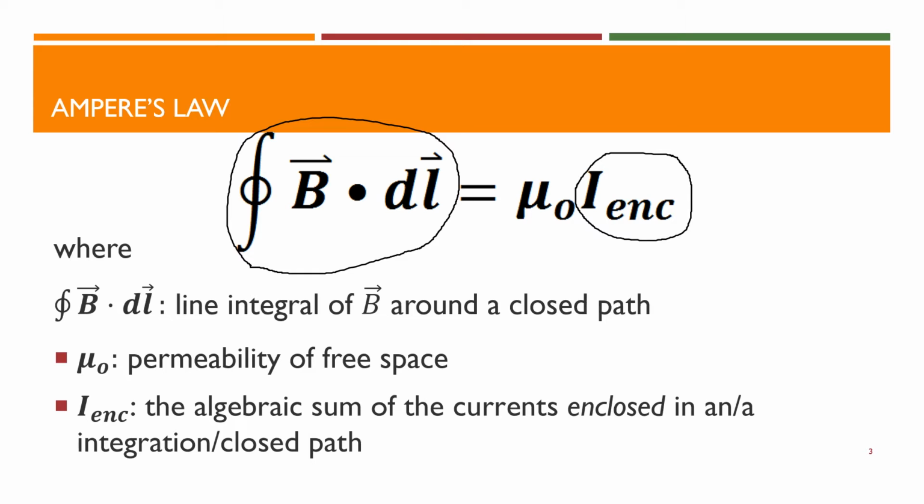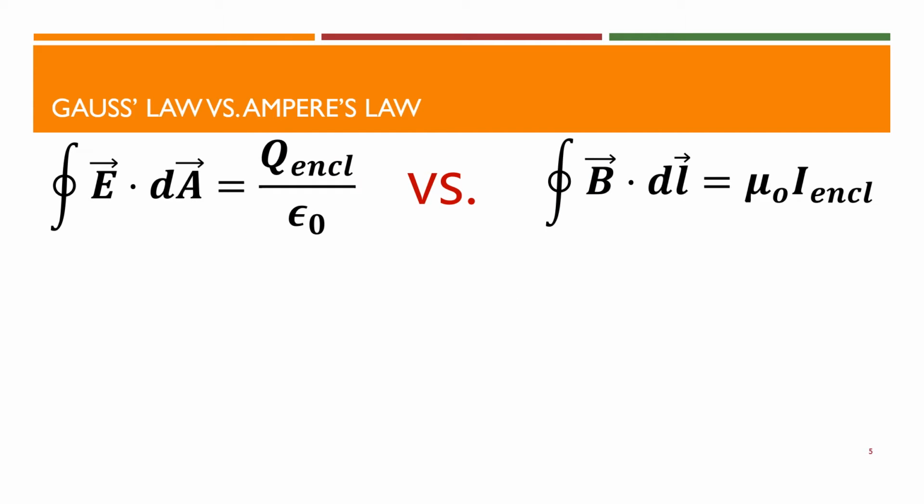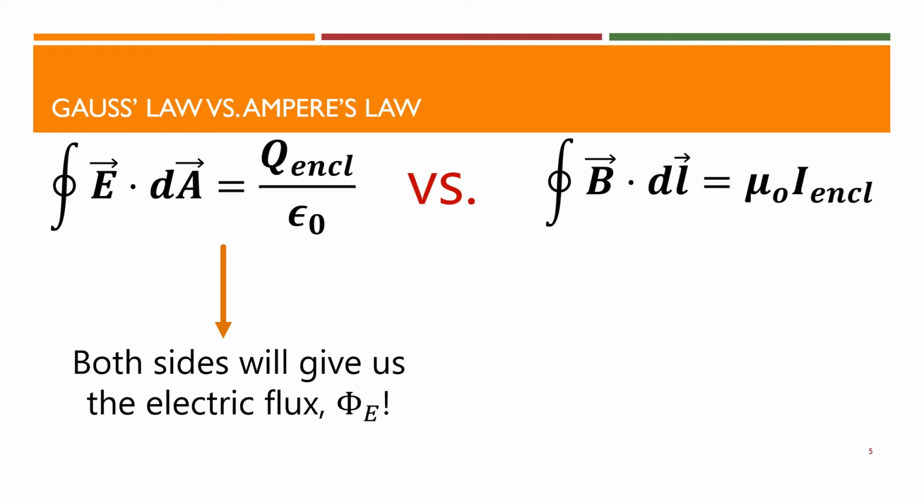So we have this proportionality constant. It turns out to be the permeability of free space that we also saw in Biot-Savart law. So we make a comparison with Gauss's law and Ampere's law. So in Gauss's law, both sides gives us the electric flux. So the closed integral on the left-hand side is a flux. This simple expression on the right-hand side is also a flux.